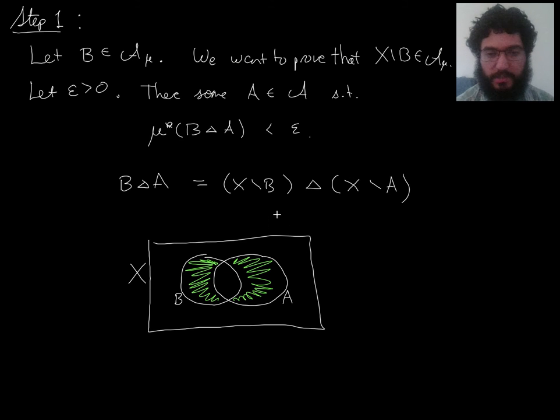Then this other symmetric difference consists of those things that are in the complement of B but not in the complement of A, along with those things that are in the complement of A but not in the complement of B. Okay, so to be in the complement of B but not in the complement of A is to be in the complement of B and in A, right? Well, those things that are in the complement of B and in A are these things.